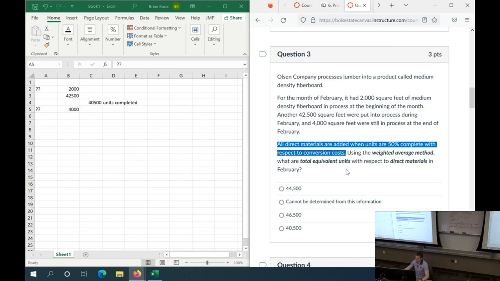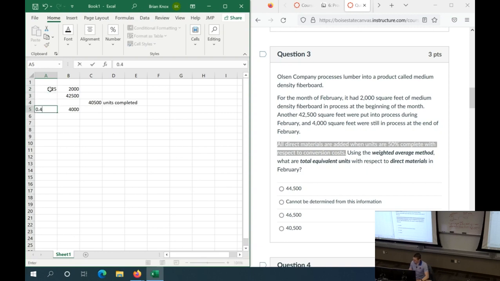And if we had the percents complete, let me just put in some. Let's say, for example, these are 0.25 and 0.4. Rather, 0.25 meaning 25% complete, and 0.4 meaning 40% complete. So if we had that information, if that were provided in the problem, then these are the percents with respect to conversion costs, is what I'm trying to say.